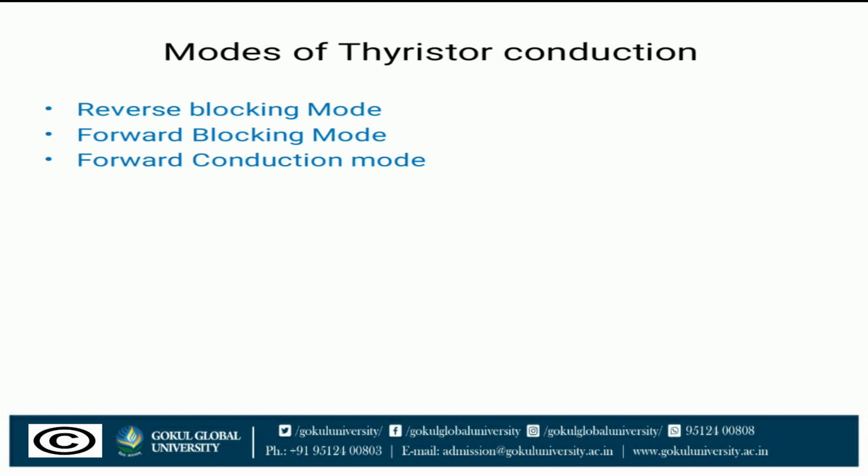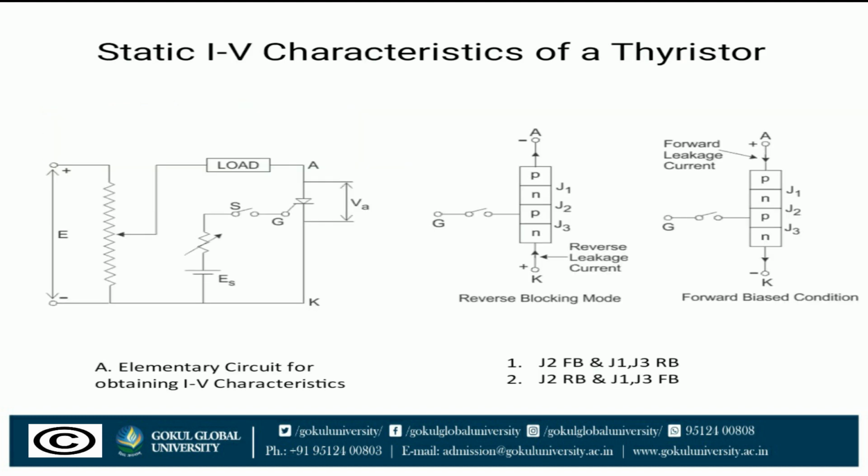Let us consider the reverse blocking mode first. When the cathode is made positive with respect to the anode with switch S open, here we can see the switch S open, the thyristor is reverse biased as shown in the figure. Junctions J1 and J3 are seen to be reverse biased, whereas junction J2 is forward biased. The device behaves as two diodes connected in series with reverse voltage applied across them. A small leakage current of the order of a few milliampere will flow. This is the reverse blocking mode, called the off state of the thyristor. The reverse blocking mode is shown by the curve OP.